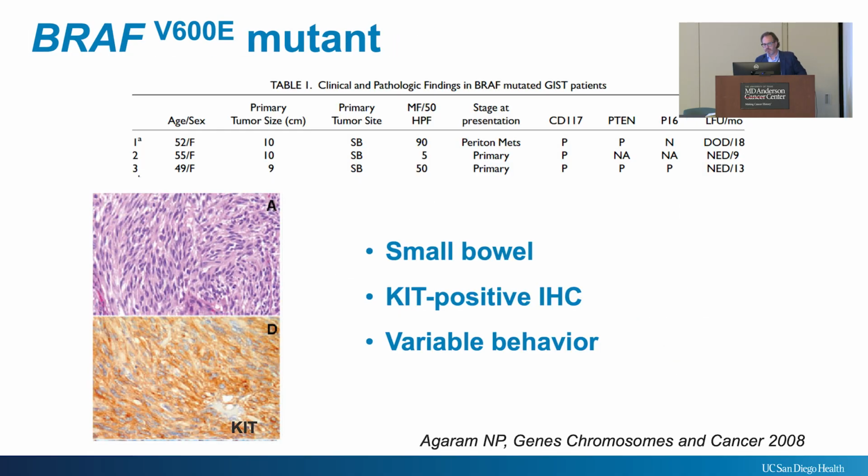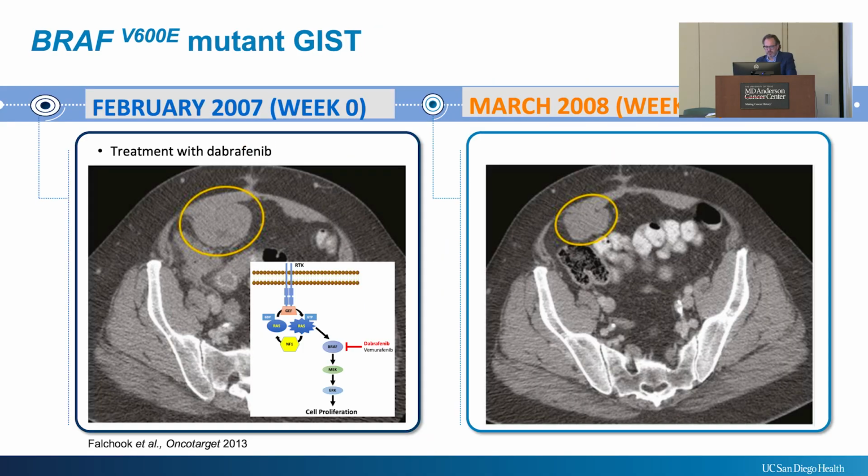So these BRAF mutant GIST tend to be in the small bowel. They tend to express KIT, just like we've seen, and they tend to have variable biology. Some can be more slow-growing and indolent, and some can be more aggressive. This was the first patient treated here at MD Anderson, published in 2013, that had a BRAF mutant GIST that was targeted with a drug that actually targeted BRAF.